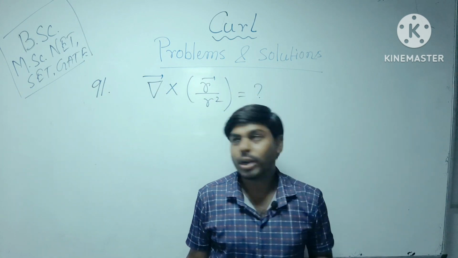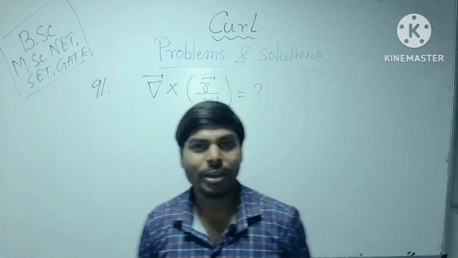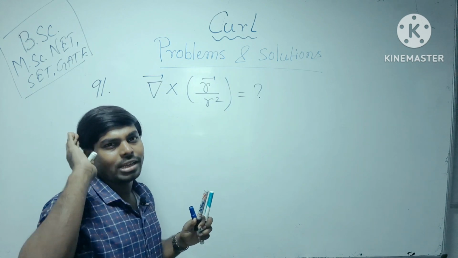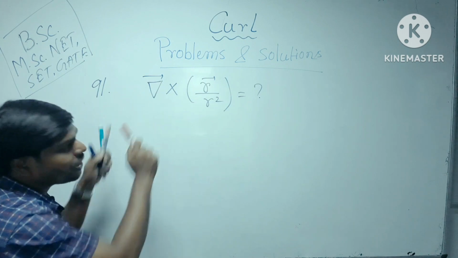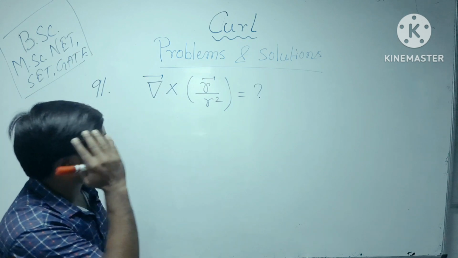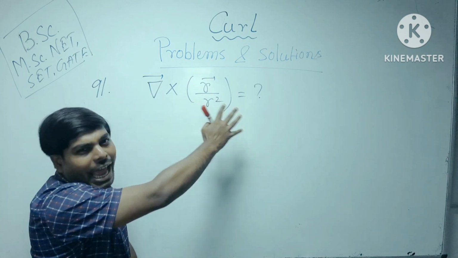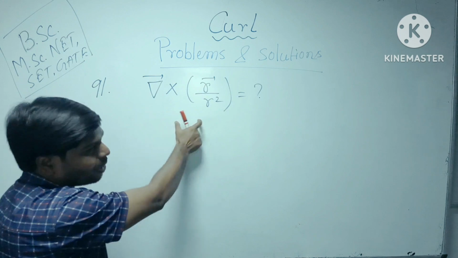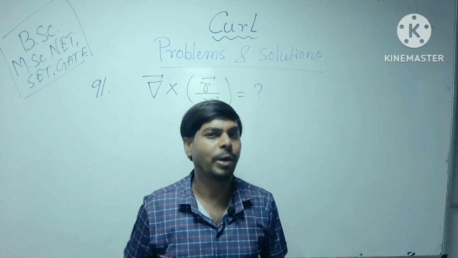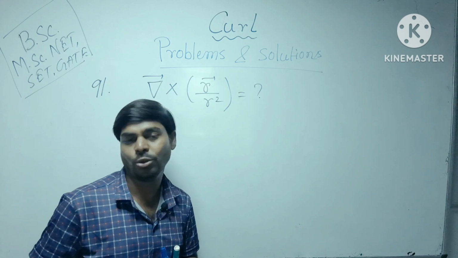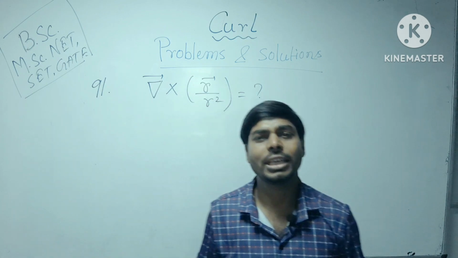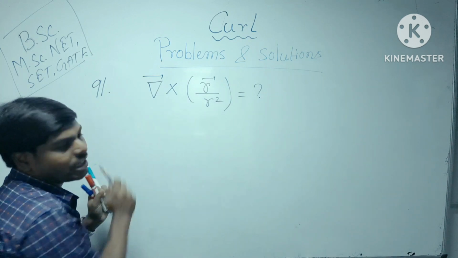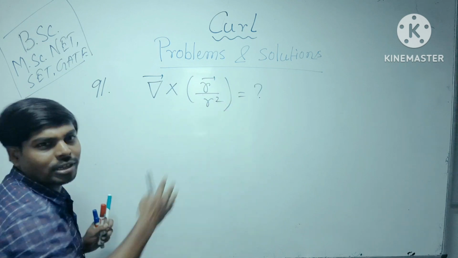Okay, what is this curl of r vector by r square? Before solving this problem, I would like to suggest one thing: before solving any problem, if you could guess what might be the possible answer, then believe me, you have learned how to solve the problem. For example, if I talk about this problem, I can guess what will be the result.